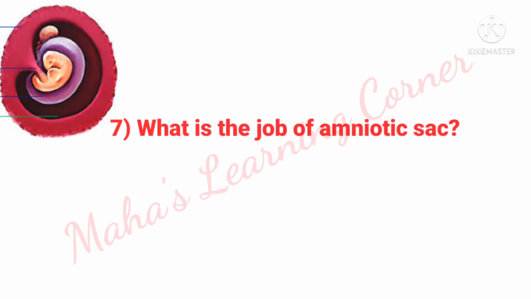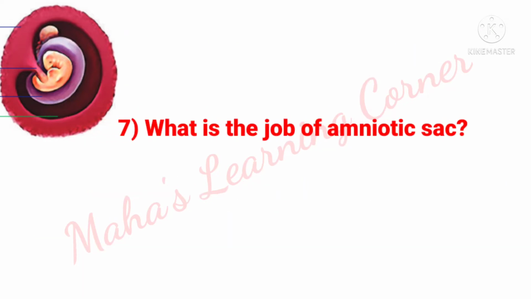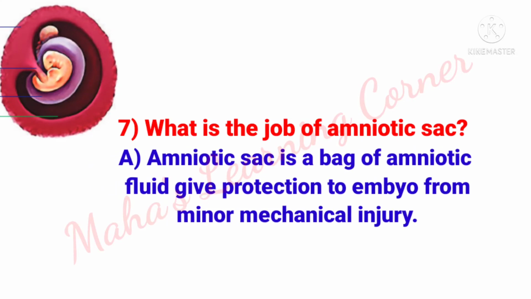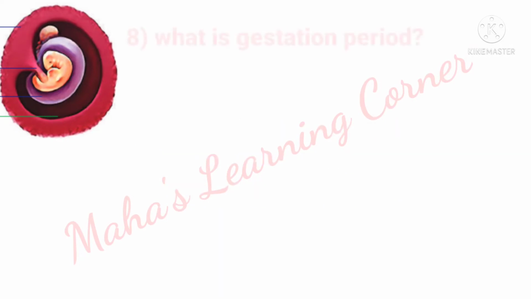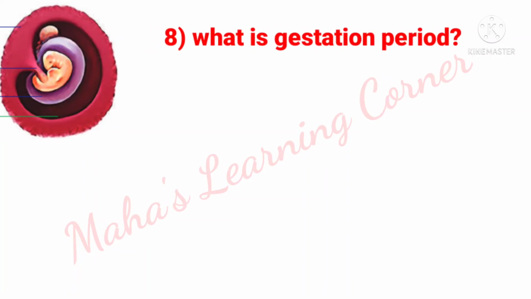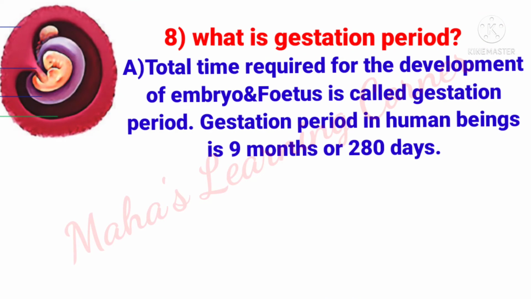Next one, what is the job of the amniotic sac? The amniotic sac is a bag of amniotic fluid that gives protection to the embryo from minor mechanical injury. Next, what is gestation period? Correct answer. The total time required for the development of embryo and fetus is called gestation period. Gestation period in human beings is 9 months or 280 days.